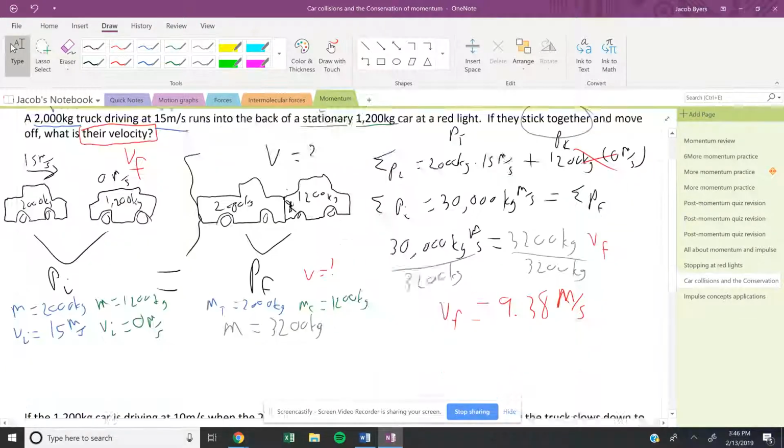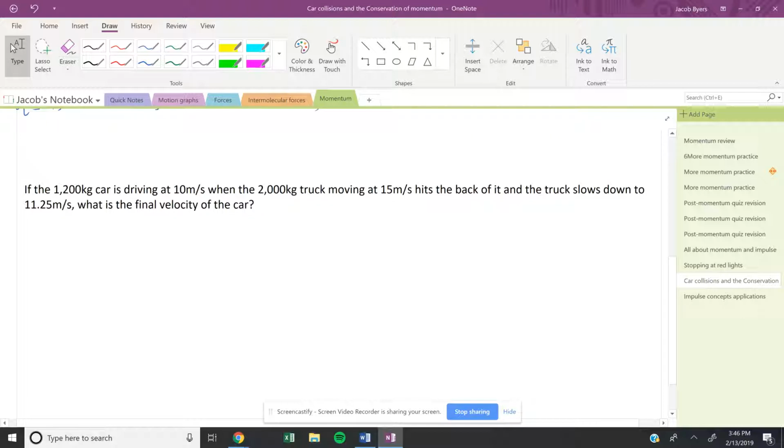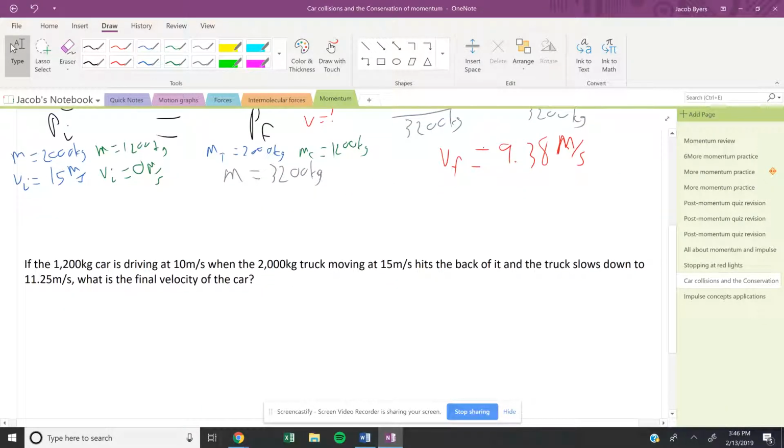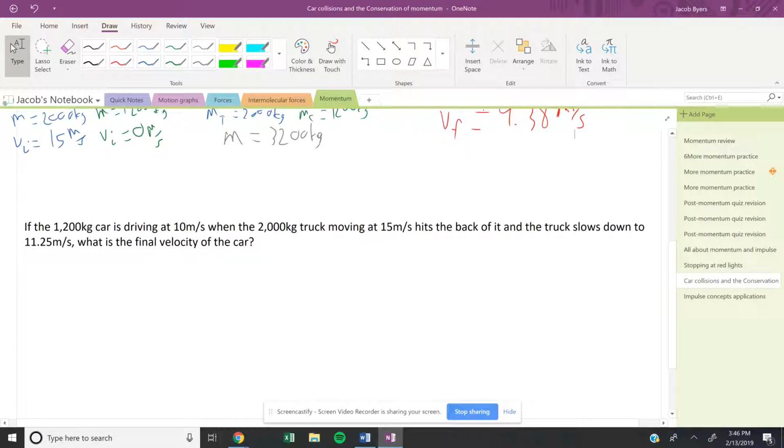Okay. We're going to look at almost the same situation, but this time the car is going to be moving forward initially, and then afterwards they're not going to stick together. So again, we'll list the mass and initial velocity of the car, the mass and initial velocity of the truck, and the final velocity of the truck. We are looking for the final velocity of the car. Again, simple conservation of momentum question.